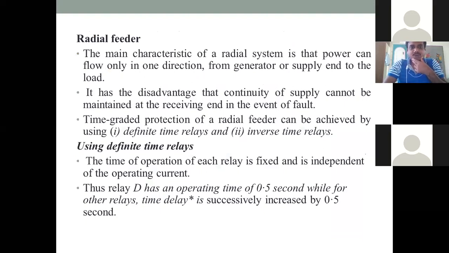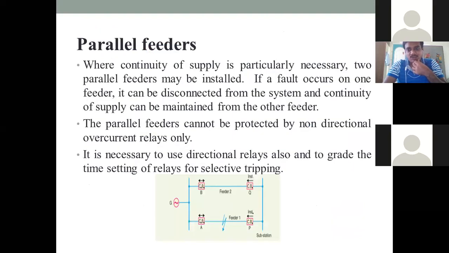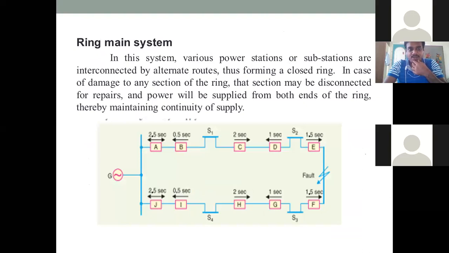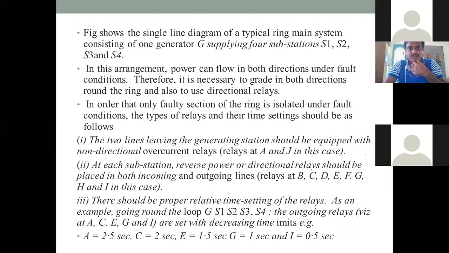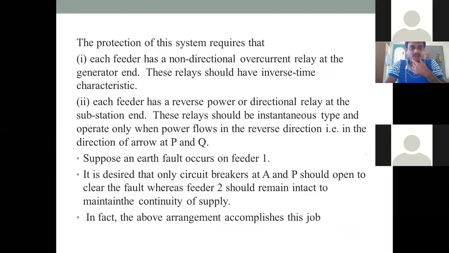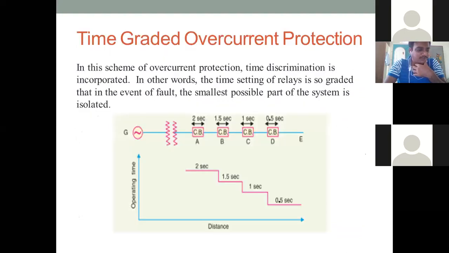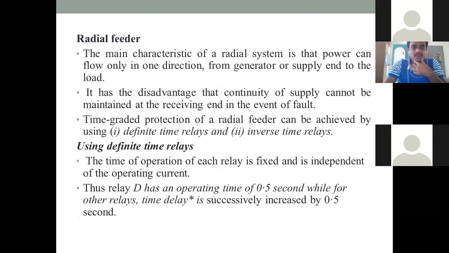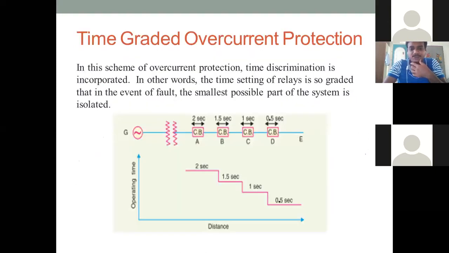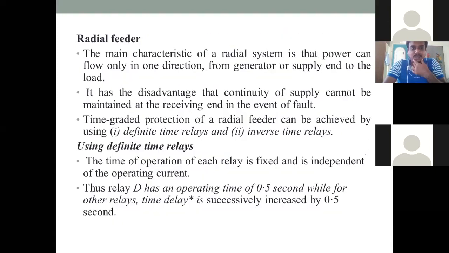Next is the radial feeder. Already you know what the different types of feeders available are. These are the 3 feeders: radial feeders, parallel feeders, ring feeders. So these are the 3 types of feeders available. First I'm going to deal with the radial feeder. In this, let us take the single line as a radial feeder.